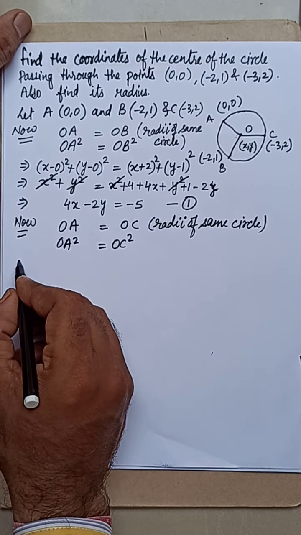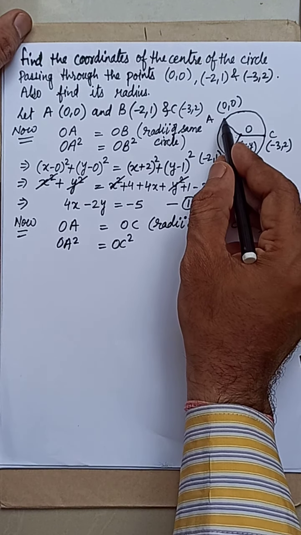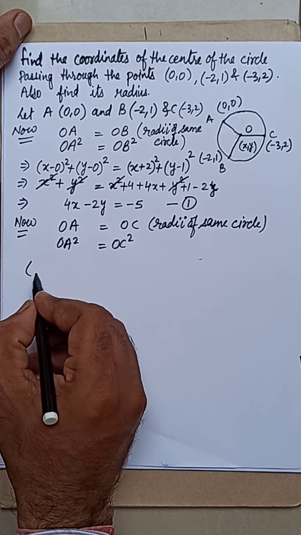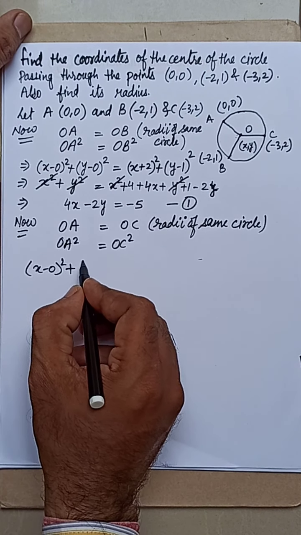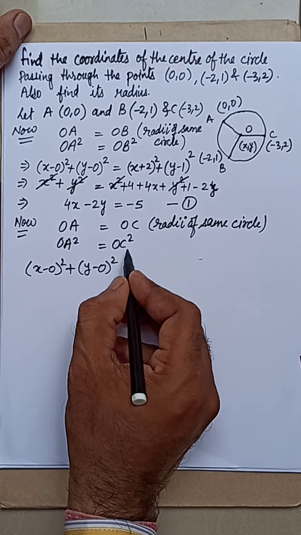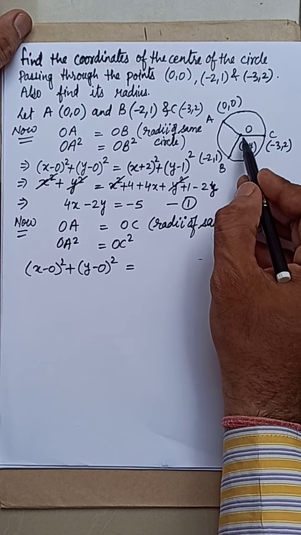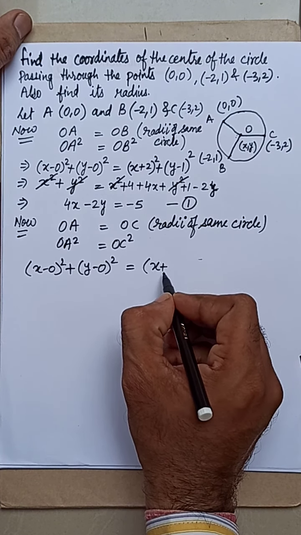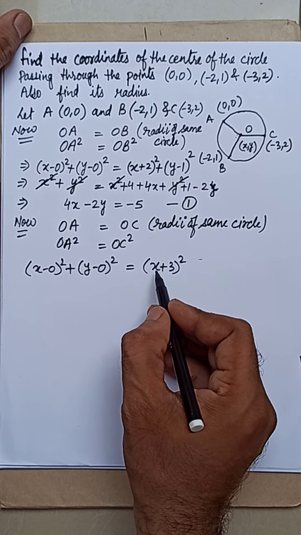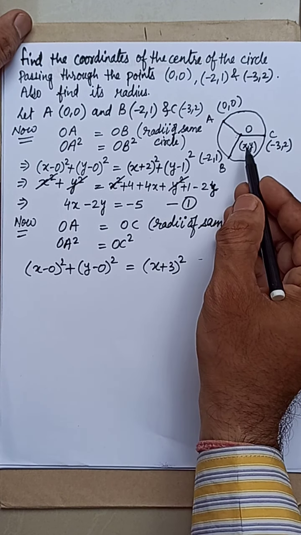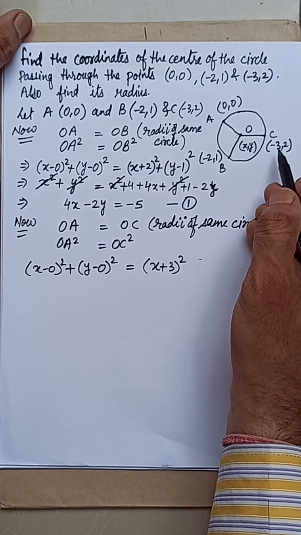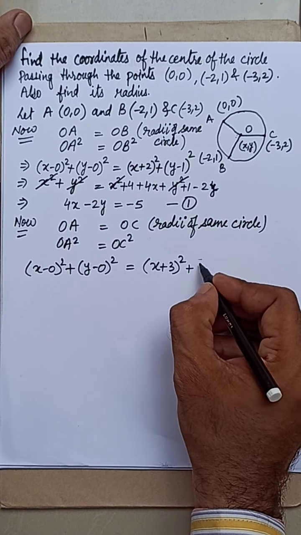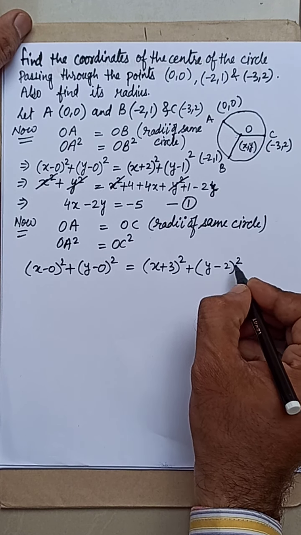Now we will find the distance OA square by using the distance formula, same as we have already calculated. x minus 0 whole square plus y minus 0 whole square is equal to OC square. So use the coordinates of O and C. It will be x plus 3 whole square, because the formula is x2 minus x1. In place of x2 we use x, minus x1, that is minus 3, so minus minus changes to plus. Then y2 minus y1, so it will be y minus 2 whole square.